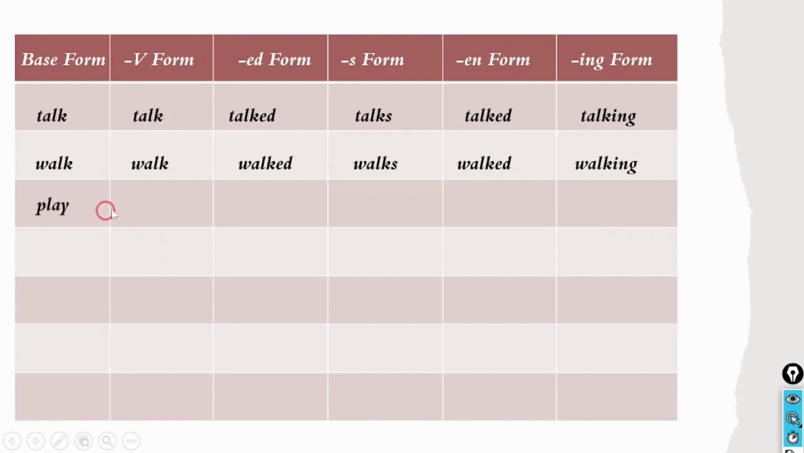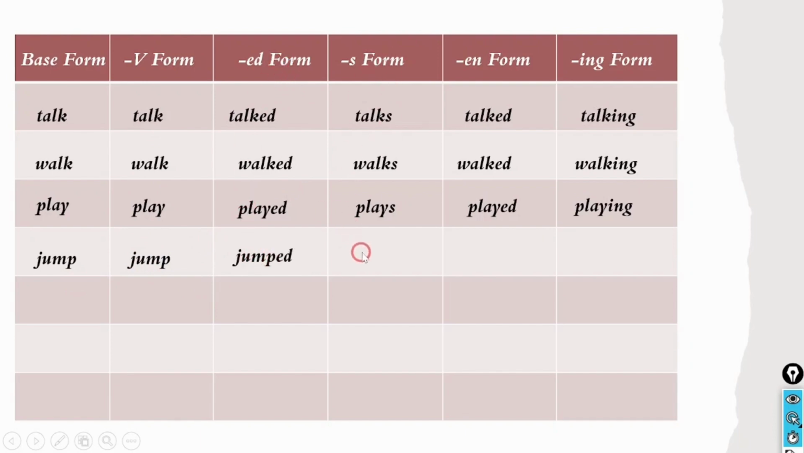So like play, the same as the V form, play. But if we add ed to play, it becomes played. Then if we add s, it becomes plays. Then here it will just be played. Then here it will be playing. Then if we have jump here, it will be just jump like that. If we add ed, it will be jumped. Here it will be jumps. Then here it will be jumped. Then here it is going to be jumping.